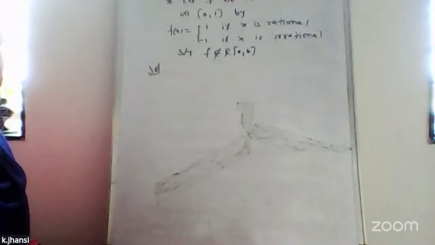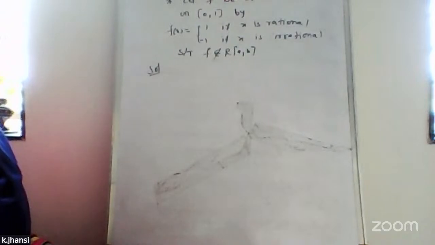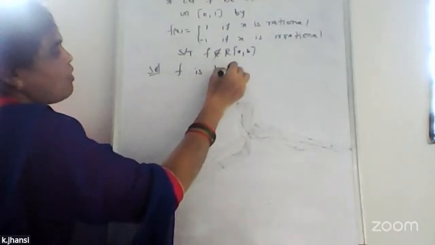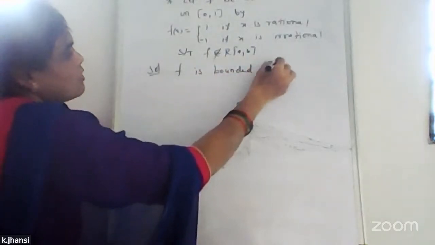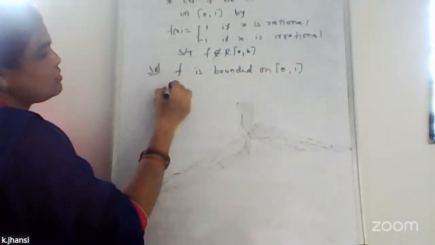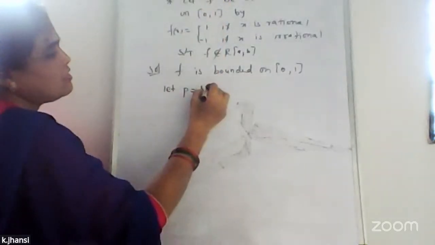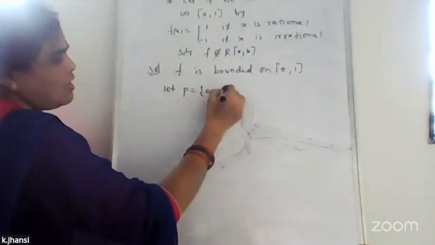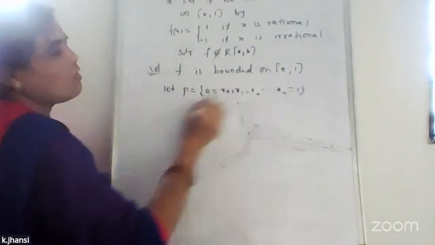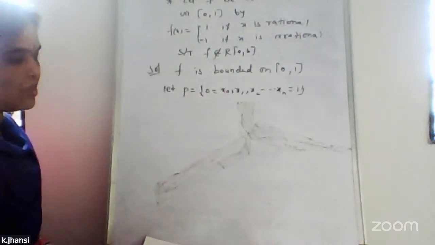Whatever the function is, the first condition is that it will be bounded on the closed interval. F is bounded on the closed interval 0 comma 1. Let P be a partition, where the first term is 0. So 0 equals x naught, x1, x2, and so on up till xn equals 1. First element is this and last element is this. This is the representation of the partition.